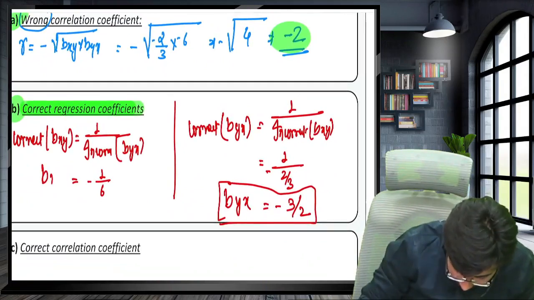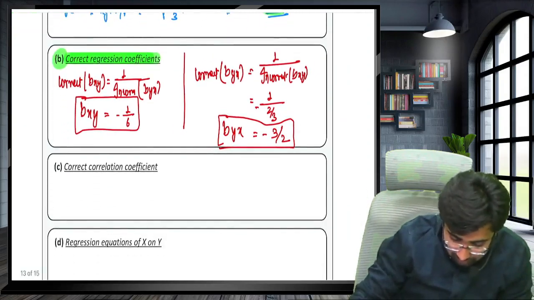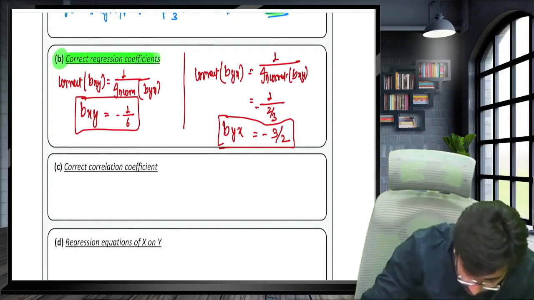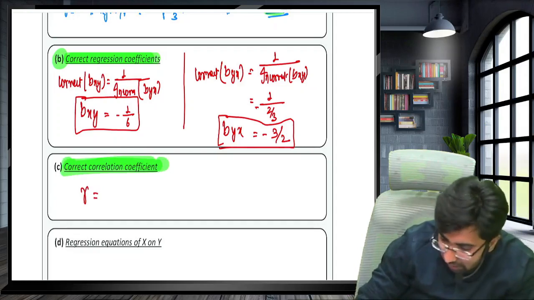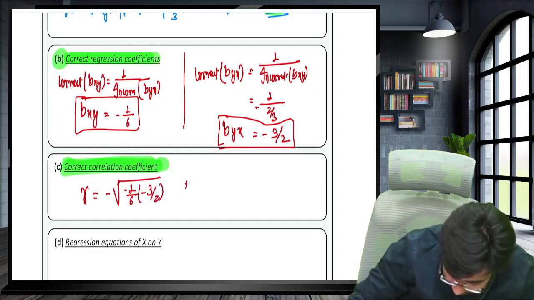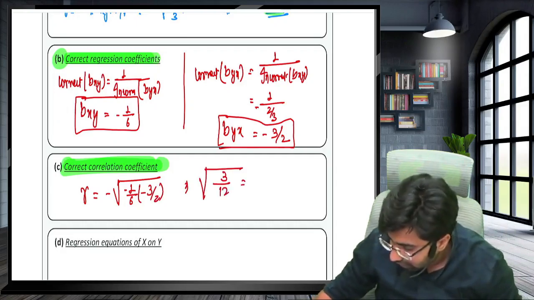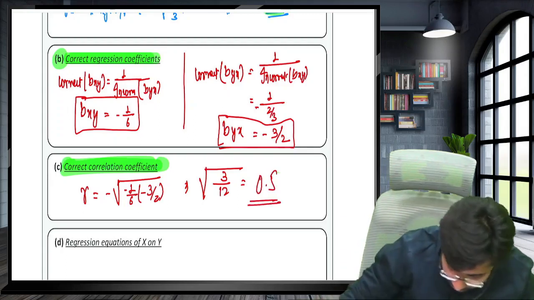Guys, so this is bx on y, and another one is by on x. Now these are correct ones. Guys, since you now have correct x on y and correct by on x, can you compute the correct correlation coefficient? Both are negative. I will take negative outside. Minus 1 by 6 multiplied by minus 3 by 2. So this minus will be positive. Under root of 3 divided by 12, whatever it is, under root. Guys, this is 0.5.